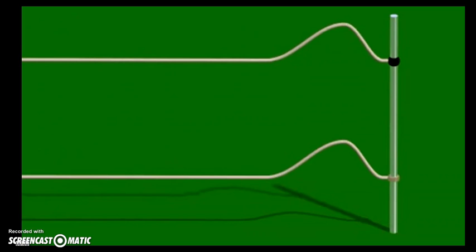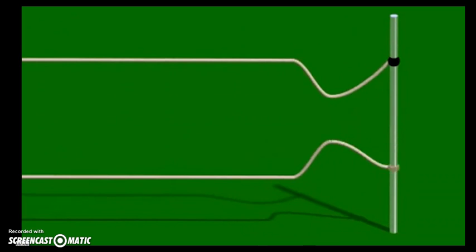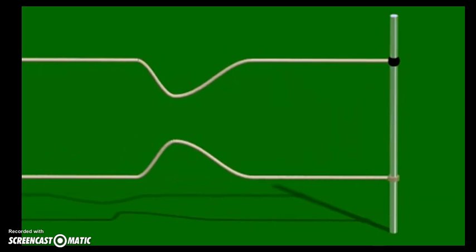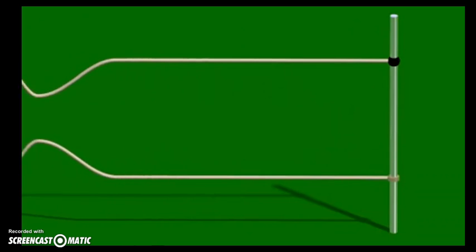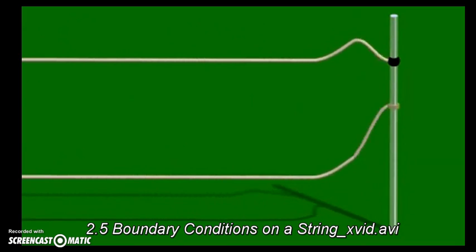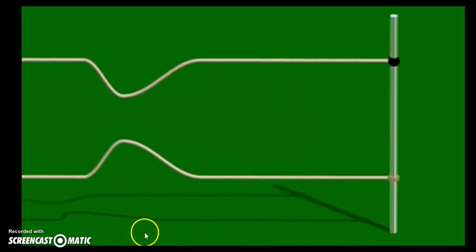Just see, they are about to get reflected. Yes, so after reflection from a fixed end, the peak becomes a valley, and from a free end, the peak remains a peak. There's no change in phase from a free end, and there's a change of phase of pi from a fixed end. You once again can have a look at that. They reflected: phase change of pi, no phase change.